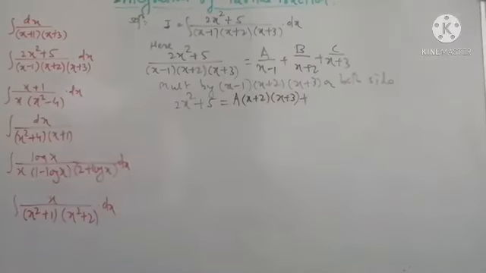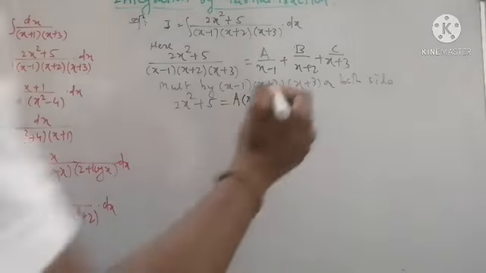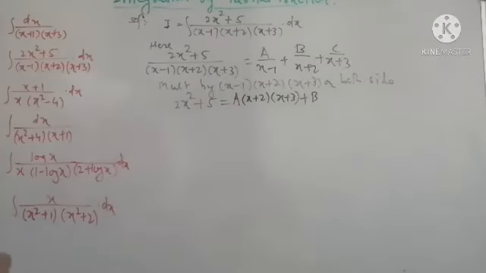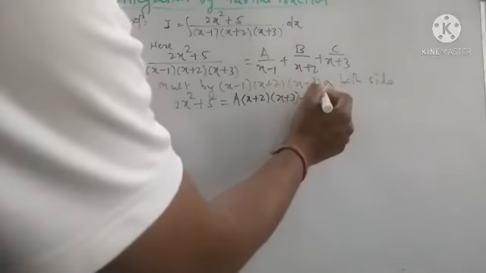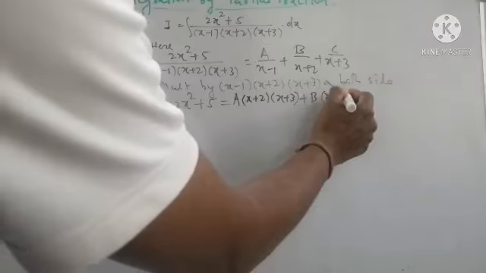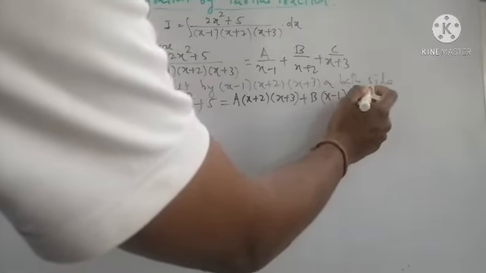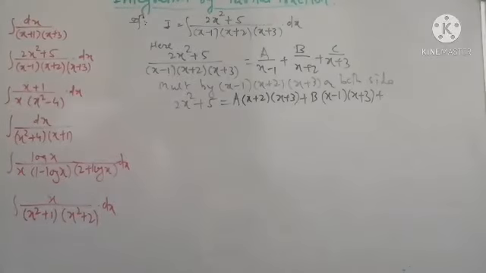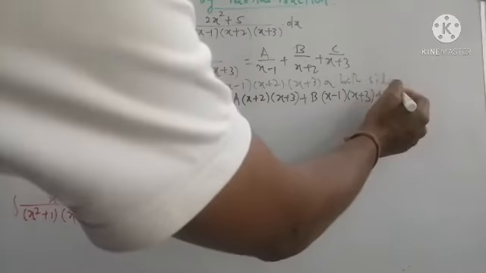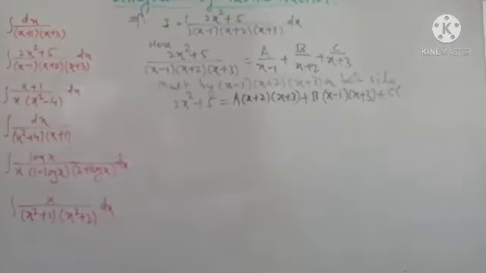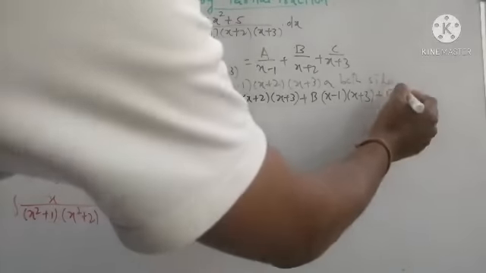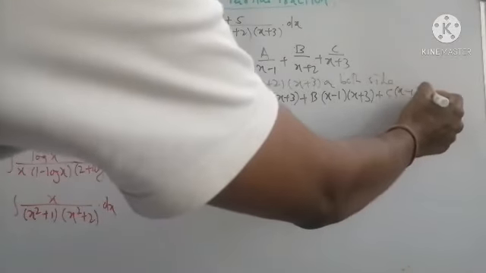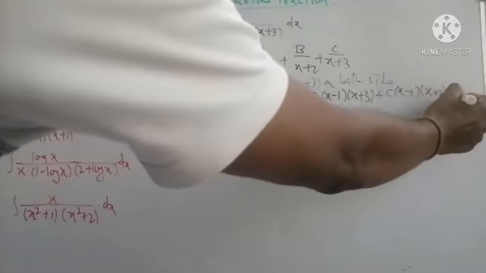Similarly, in the term of b, the denominator x plus 2 gets cancelled, and we get b with the product x minus 1, x plus 3. And finally in the last term the denominator gets cancelled, and we get the numerator c in multiplication with x minus 1 and x plus 2. We call this equation number 1.